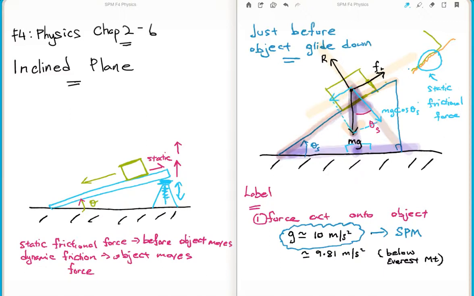You can see this in reference to the x and y axis, horizontal and vertical axis, and it's now in an inclined plane. That's why you need to drop perpendicular lines from this mg. So here, this value would be equal to mg sine theta. Correct?